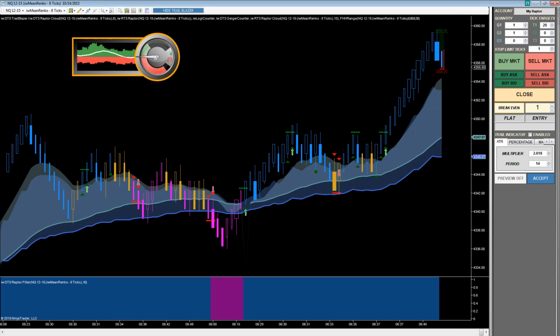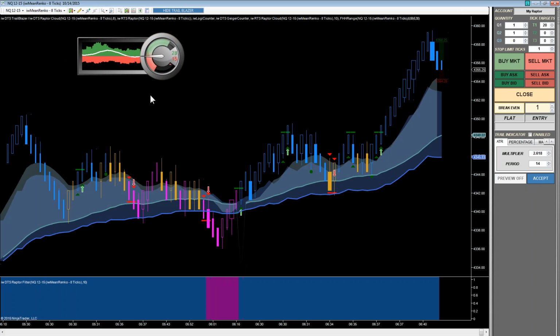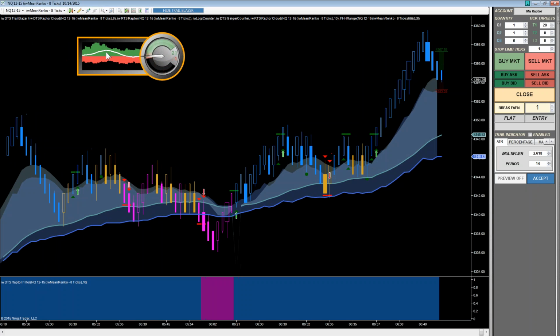This tool up here is called the Geiger counter. It's essentially a tape reader. It allows you to see the time and sales. You can see that right here. There was a lot of buying activity. No doubt that was part of this rally here. And now they're more or less even. You can see our needle is quite neutral. And a little bit more selling activity.